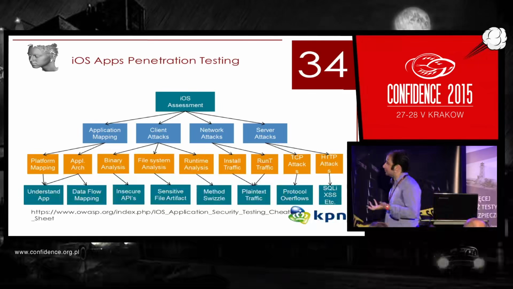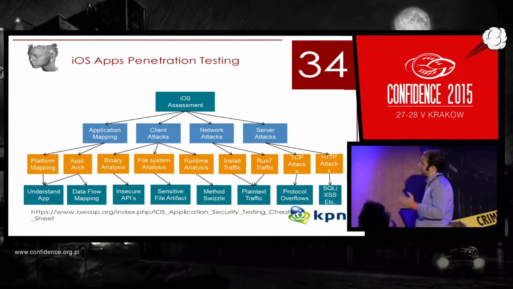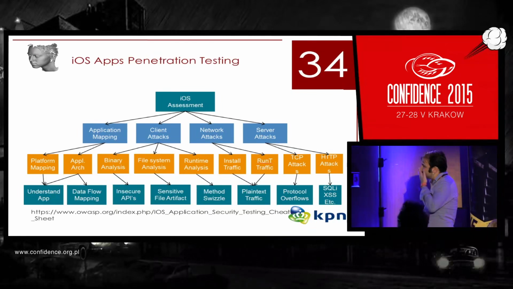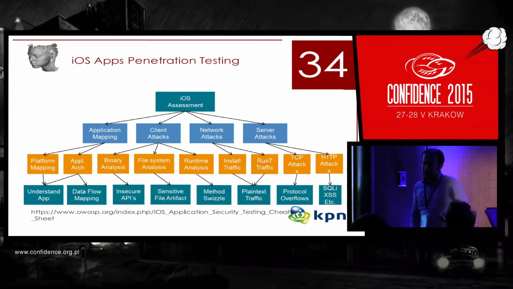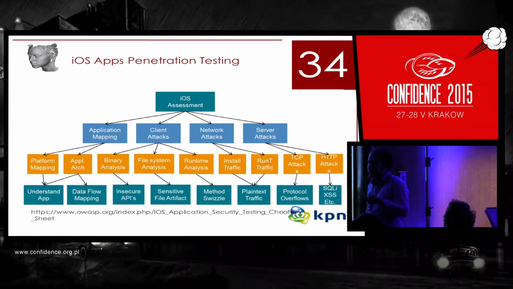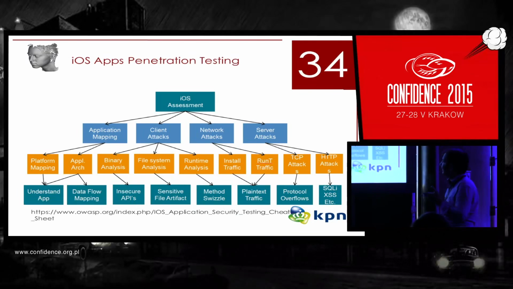So if you want to analyze in groups, we can divide into subsections like application mapping, client attacks, network attacks, server attacks. It's pretty much similar to mobile web application assessment, but the only subtle difference is the binary is involved, and the platform mapping and data flow are different, and the APIs being used are part of the framework, and file system analysis needs to be involved to do testing.